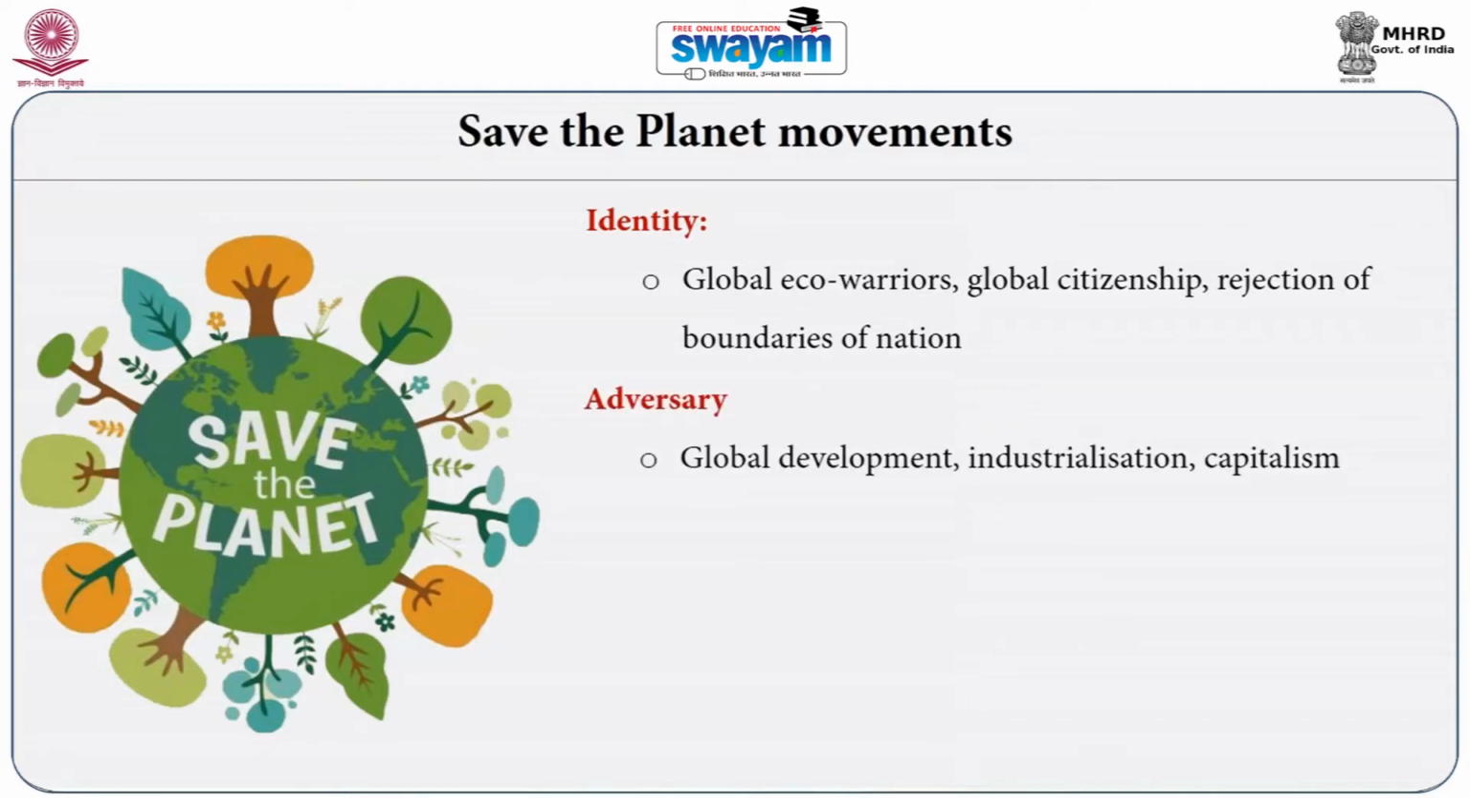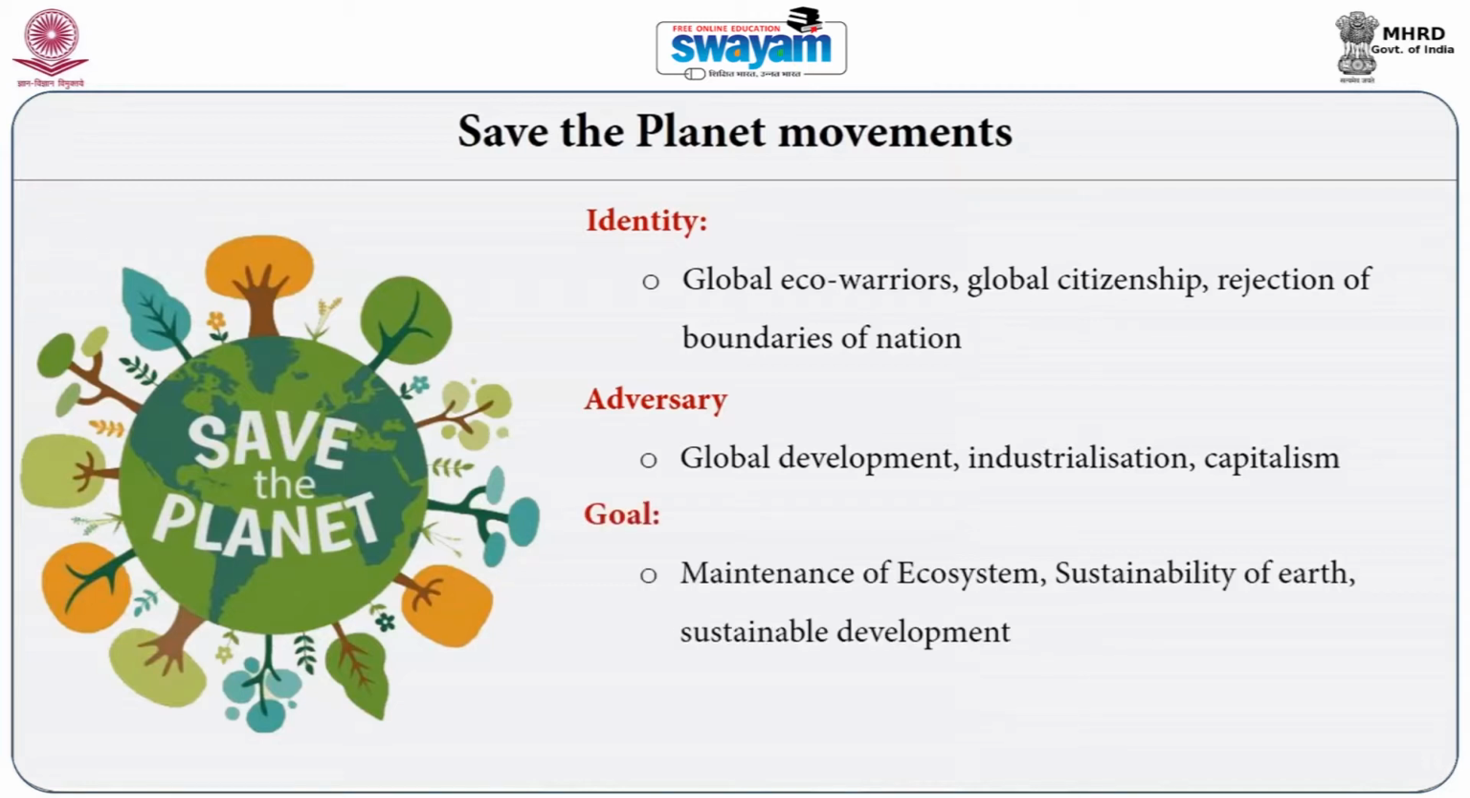What is the adversary of these movements? The major adversary or enemy of these movements is global capitalist development or global industrial development. So these movements identify their adversary as global capitalism. With regard to their societal goal, these movements aim at achieving a sustainable maintenance of the ecosystem. So caring for the earth, ensuring sustainability of the earth, or sustainable development ultimately becomes the goal of these movements.